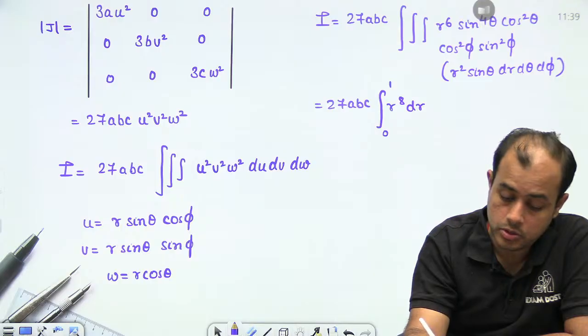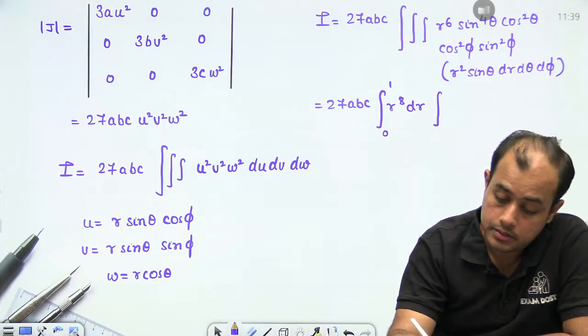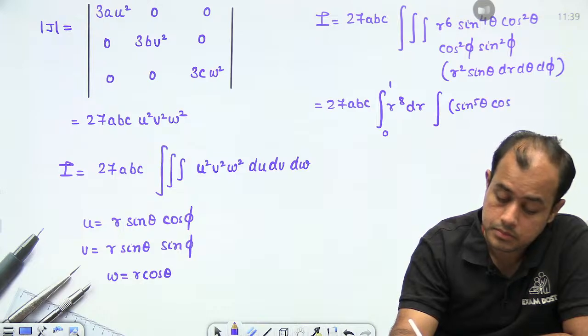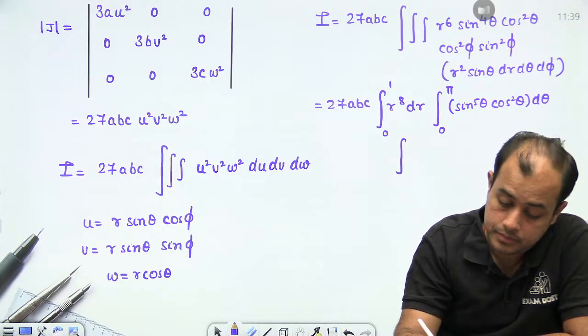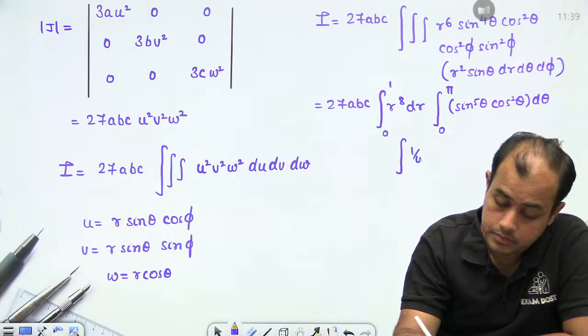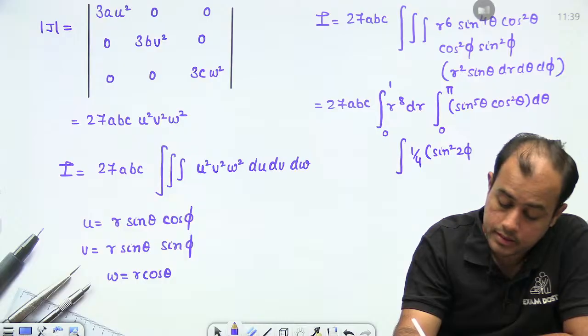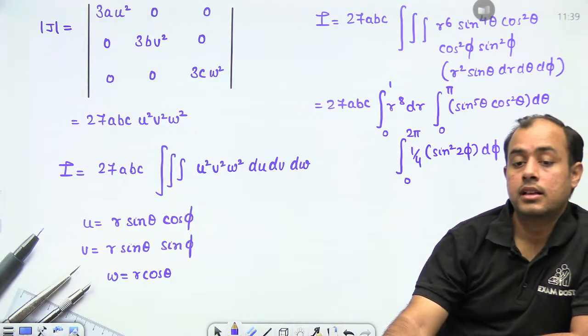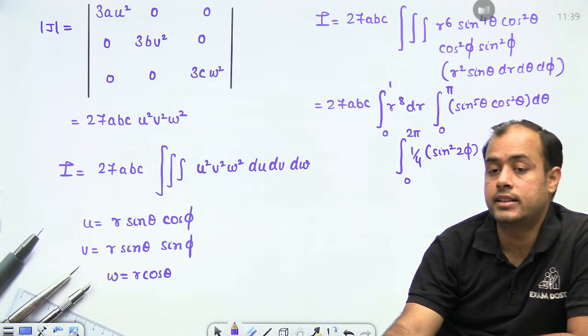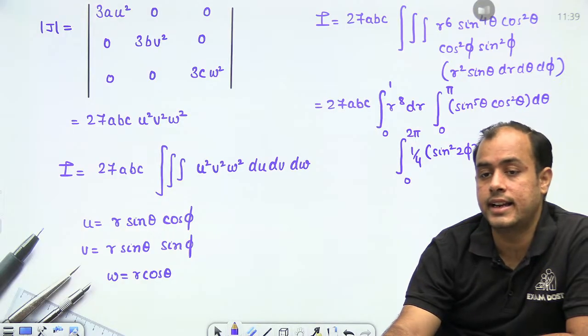r will go from 0 to 1. Theta will go from 0 to pi. Cos squared phi sin squared phi is sin squared 2 phi, and phi will go from 0 to 2 pi. Okay, so now we have to integrate this.